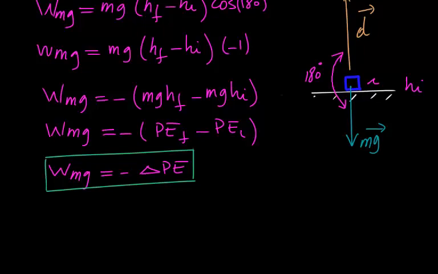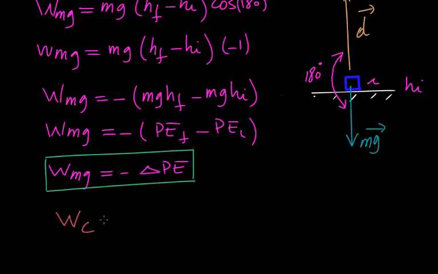All forces that behave the same way like the force of gravity, where the work done only depends upon the final position and the initial position, are known as conservative forces. Conservative forces are those forces where the work done by them does not depend upon the path taken, it only depends upon the initial position and the final position.